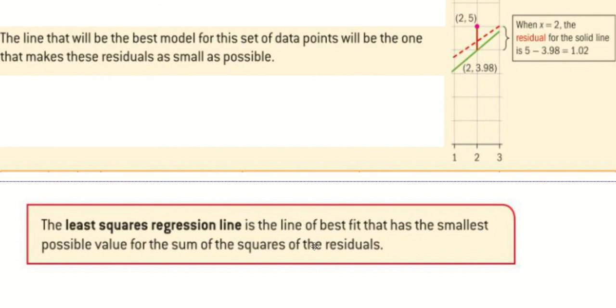So when you add together the square of the residual, remember the residual is how far this point is from the line, the y difference, the difference in y between this point and this point that would be on the line.